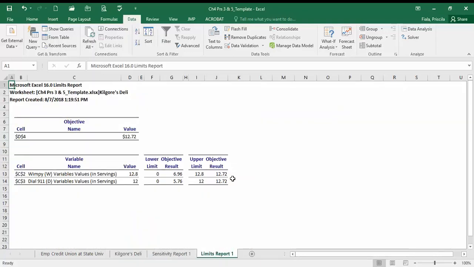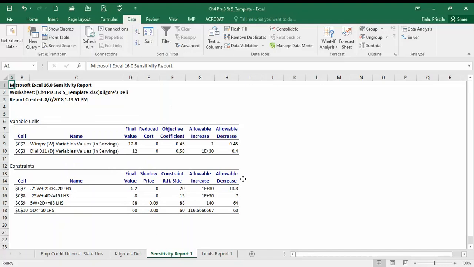So let's go ahead to your limits report, and it confirms 12.72. It's your optimal value. That would be your answer for B. The amounts of the variables that you need would be 12.8 servings for Wimpy and 12 for Dio 911. So that would be for problem A.